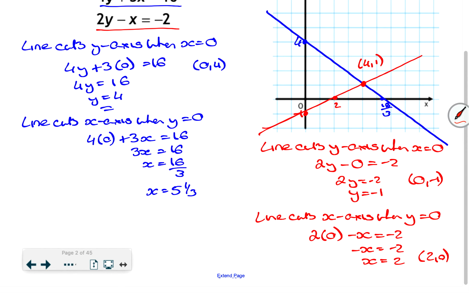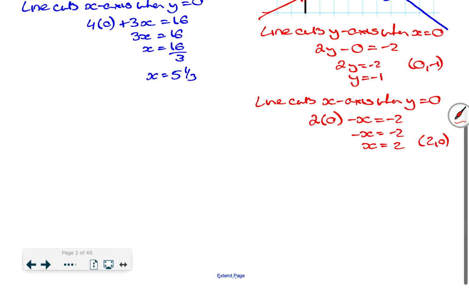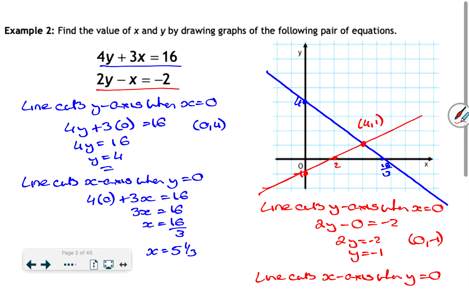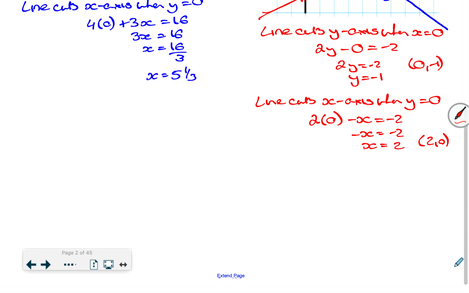Okay, so let's put the solution down. Let's get this communication mark because this question is asking us to find the value of x and y. Well, the coordinate is 4, 1, but we have to actually state the value of x and y. So I can say, therefore, x is equal to 4 and y is equal to 1. That is the solution to the simultaneous equations.